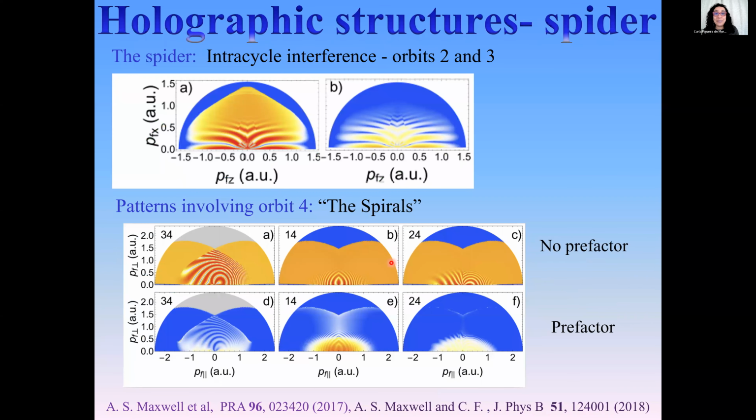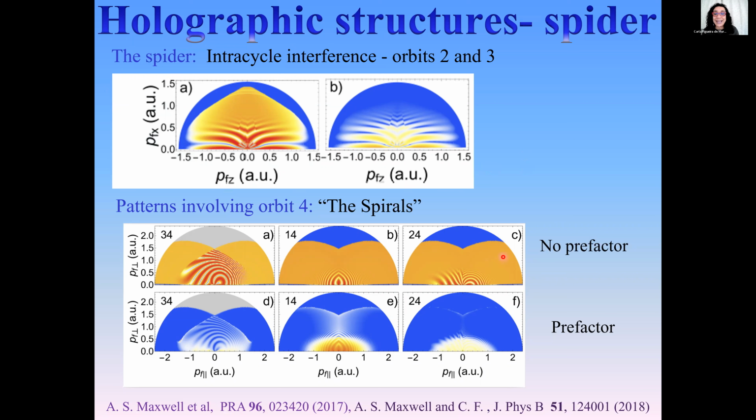The spider: consider the two Kepler hyperbola orbits, 2 and 3, and see how they interfere. What you see is a spider. You get those fringes that people were observing, and this is without the prefactor. This is in fact a big caustic. You put in the prefactor, and it goes much more down to the polarization axis when you look at this photoelectron momentum distribution.